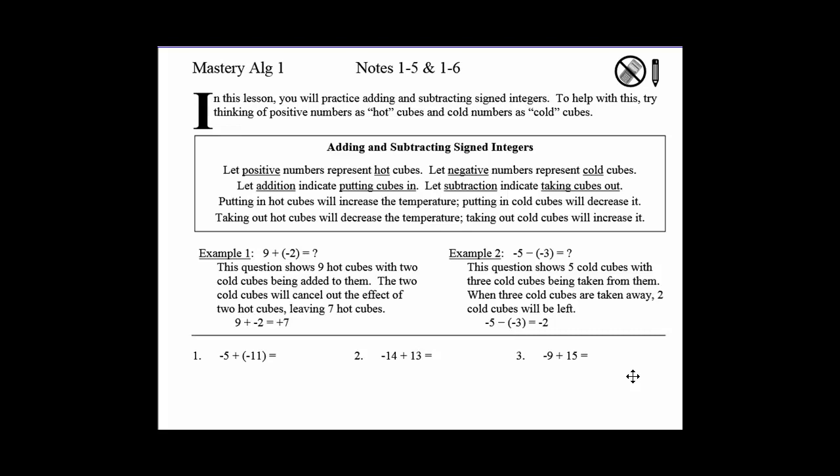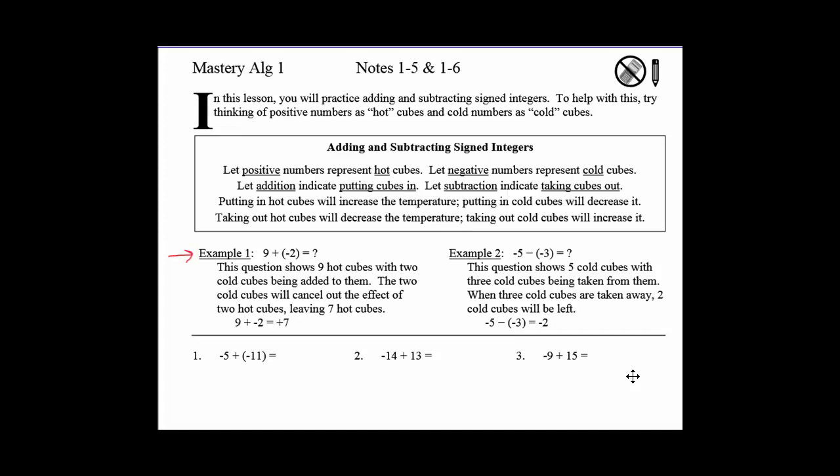So let's look at example 1. The problem says 9 plus negative 2 equals what? So this question shows 9 hot cubes, that's the original positive 9, and 2 cold cubes, negative 2. So we have 9 hot cubes already in the bowl, and we're adding 2 cold cubes. What's going to happen is hot and cold cancel each other out, so the 2 cold cubes will cancel out the effect of 2 of the hot cubes, and we would have essentially 7 hot cubes left, and that would give us an answer of positive 7.